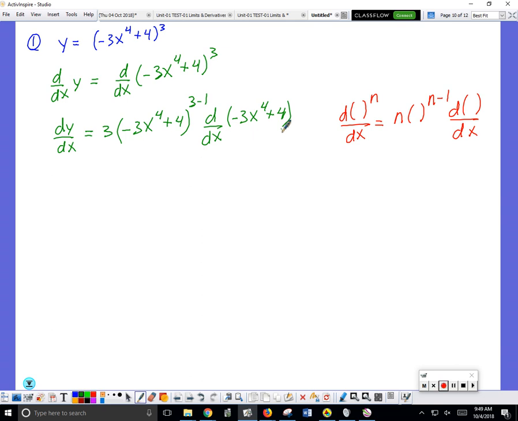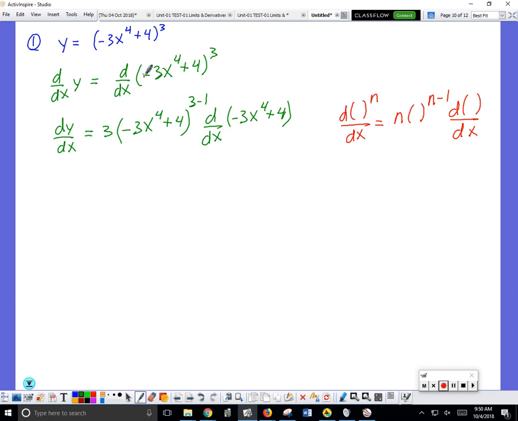Questions? Please, Rachel. You said it's d/dx of the base, but how is negative 3x to the 4th plus 4 the base? Gotcha. So right here it was d/dx of this base to this exponent. When you have this type of function, this is just referred to as the base. Does that make sense? Good question. Two points.